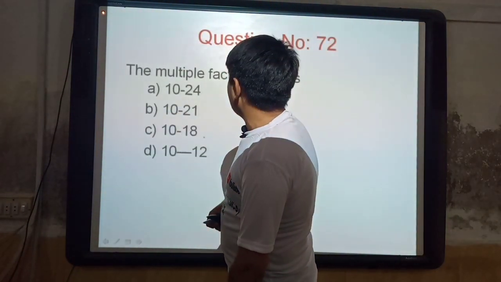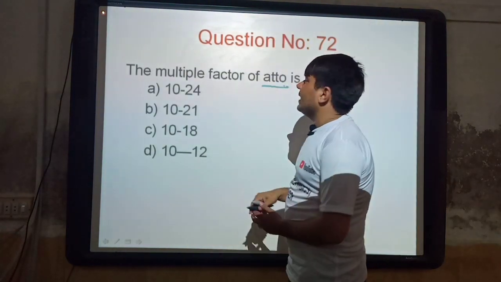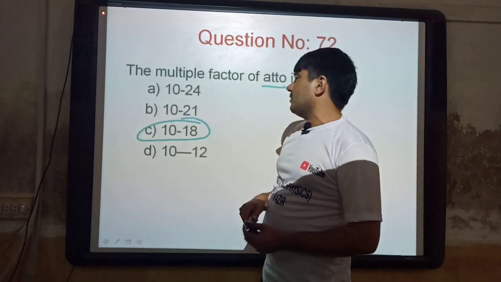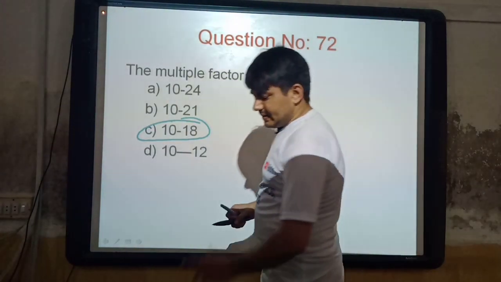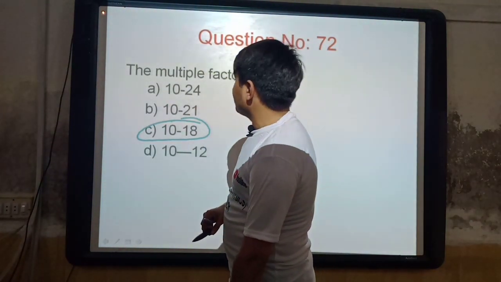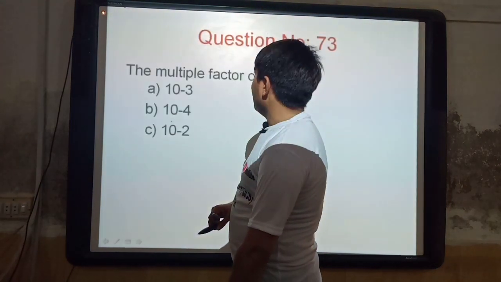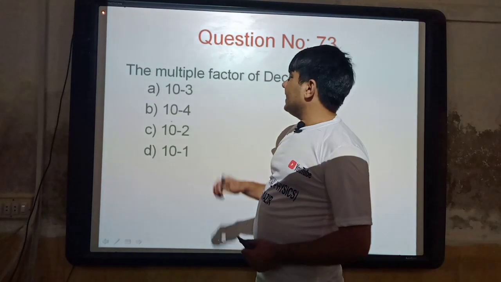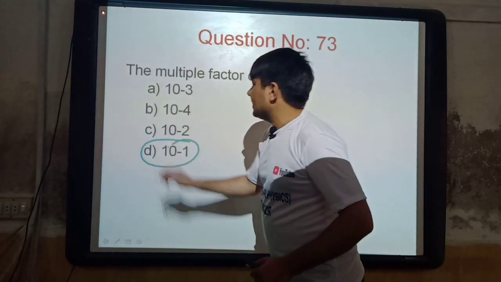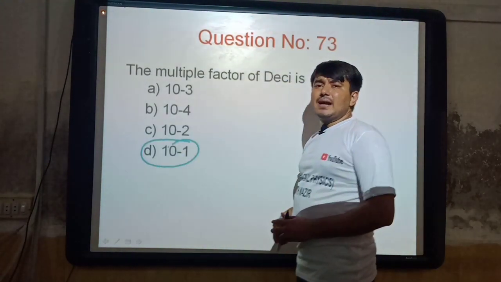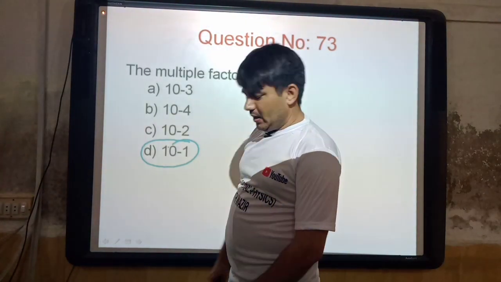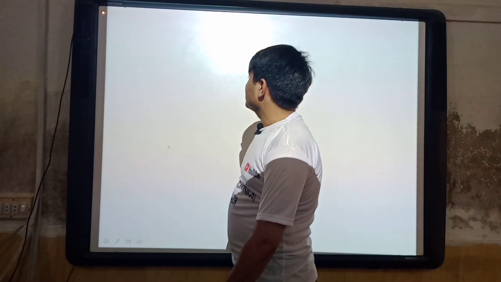The multiple factor of atto. 1 atto is the representation of 10 to the power minus 18. Correct option is C. Another question, the multiple factor of a deci. 1 deci is equal to 10 to the power minus 1.